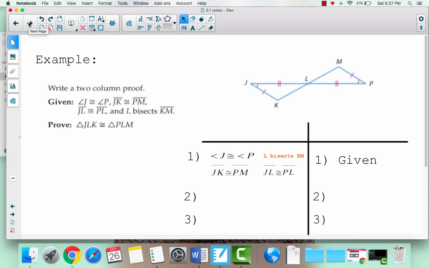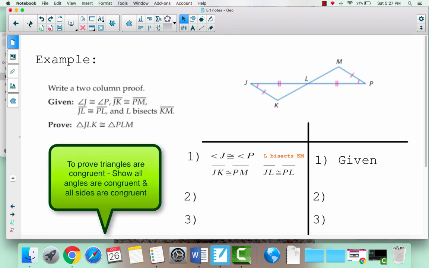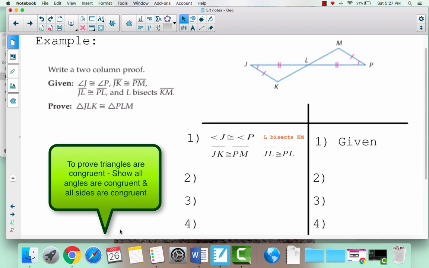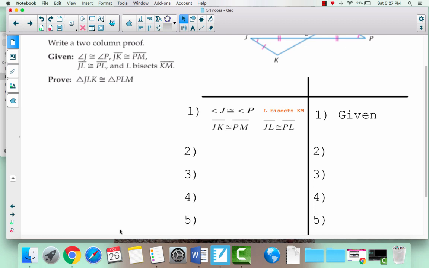In the last example, I want you guys to try this two-column proof. I've laid it out for you already, so you just have to fill in the blanks. You're trying to prove that the two triangles in the diagram are congruent based on the given information. There are 4 things given to you, and this is a 5-step proof. I want you guys to use previous knowledge as well as some of the new things we've learned in this section to try to fill in the blanks, and then I will check that in class.